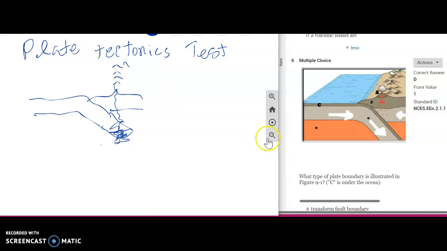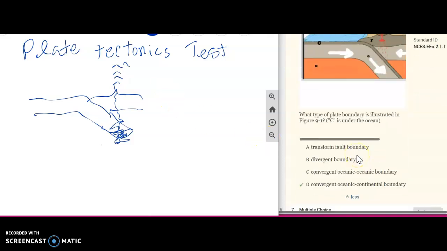So if you're looking at this, we've already dissected the diagram. You're looking at it and looking at the question. The question says, what type of plate boundary is illustrated in figure 9.1? So it wouldn't be a transform fault because transform faults go past each other like this. Divergent does this. So it wouldn't be that one. Convergent oceanic, this is oceanic. This is continental. So it wouldn't be that one. D, convergent oceanic continental. Yes, that's the correct answer.